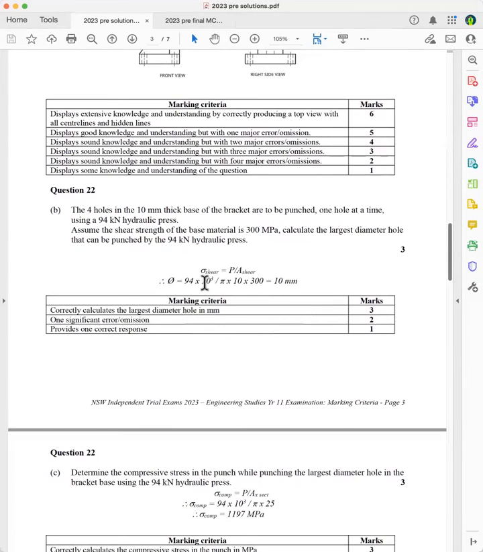Okay, so we've got the shear stress or strength is 300 megapascals, and that equals the load, which is 94 times 10 cubed newtons, and you divide that by the area of shear, which is the perimeter of the hole multiplied by the thickness, which is pi d.